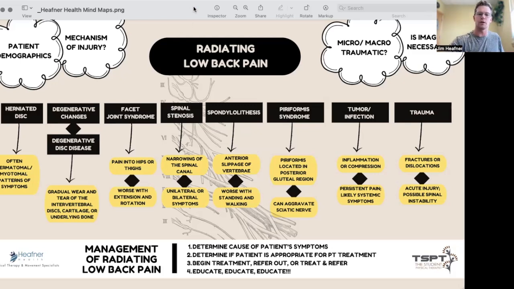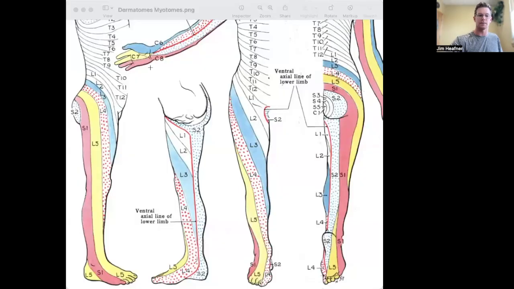I'm going to switch over on the screen share here for just a second. And the first thing I want you to think about with radiating low back pain is the dermatomes and myotomes. So most often, if someone comes in and they have unilateral symptoms, we need to follow where their symptoms are running along a dermatomal or myotomal chart. It's either going to be the dermatomes or myotomes, or it might be a peripheral nerve type of thing. But if it's coming from the low back, then we can assume that the spinal nerve root is involved.